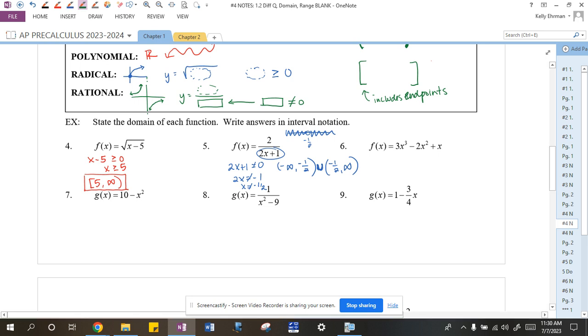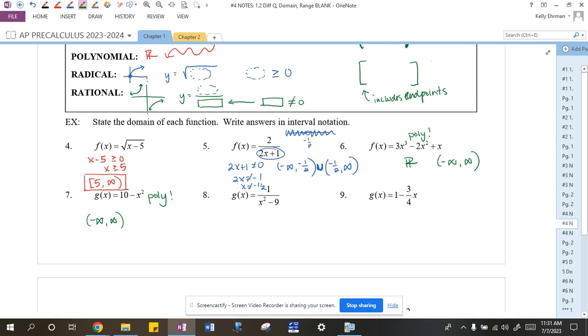Number 6, this is polynomial. No square roots, no denominators, no issues, all real numbers. This is the symbol set notation for all real numbers, or interval notation, negative infinity to infinity. G of x is 10 minus x squared. That's quadratic, also known as polynomial. So no real issues. All real numbers is our domain.